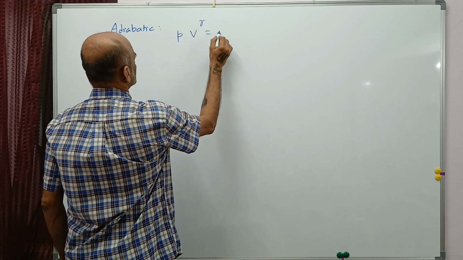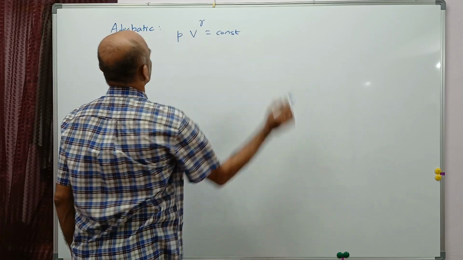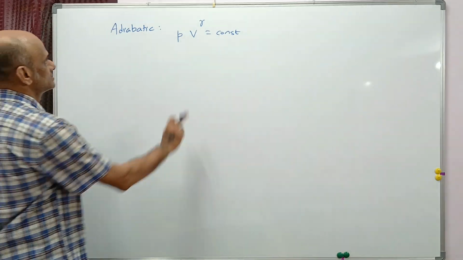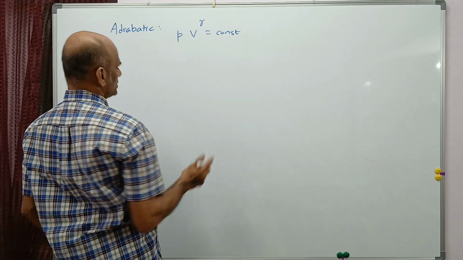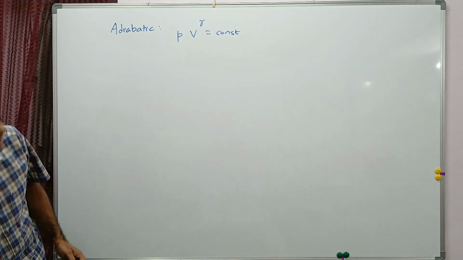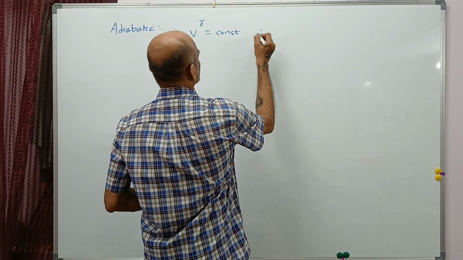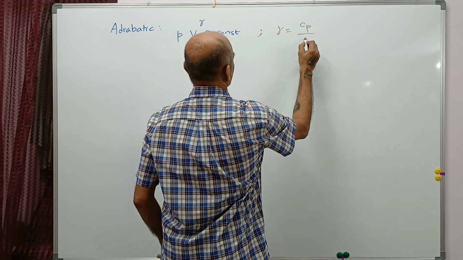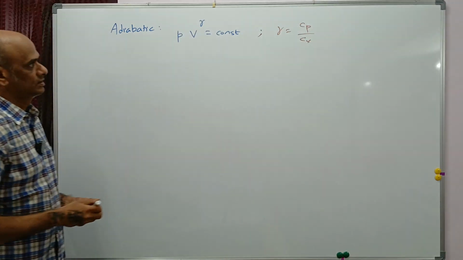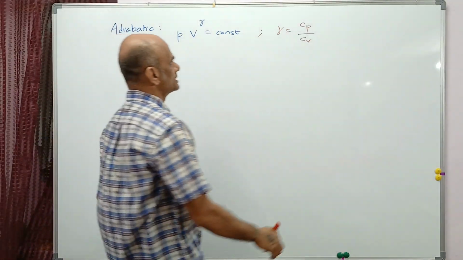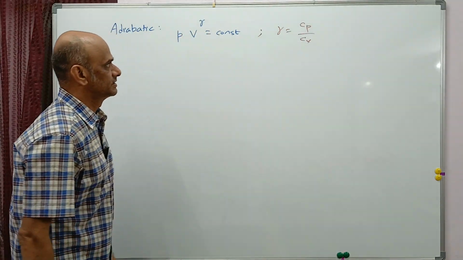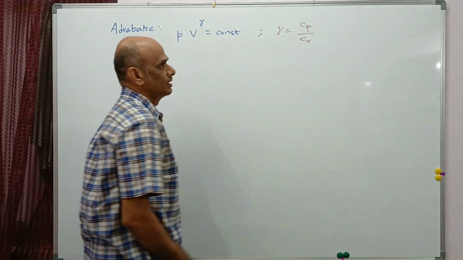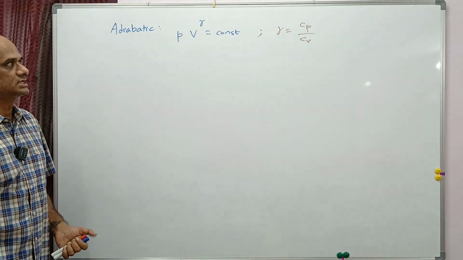power gamma is constant. Pressure can change, volume can change, but it will change in such a way that this product P into V raised to the power gamma is constant. Gamma is the ratio of specific heats under constant pressure and constant volume. Specifically, the amount of heat required to raise the temperature by 1 degree Celsius. That can be done in two ways. One, when the pressure is constant, that is Cp, and one, when the volume is constant, that is Cv.